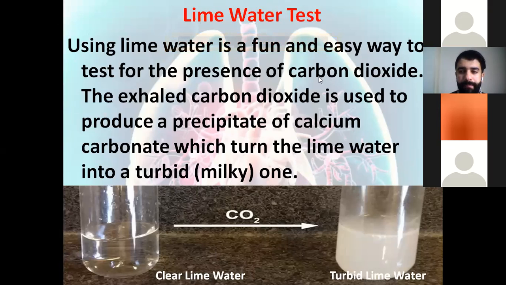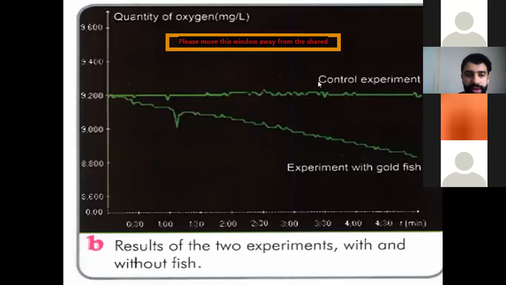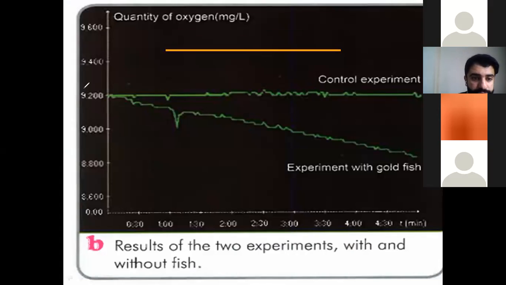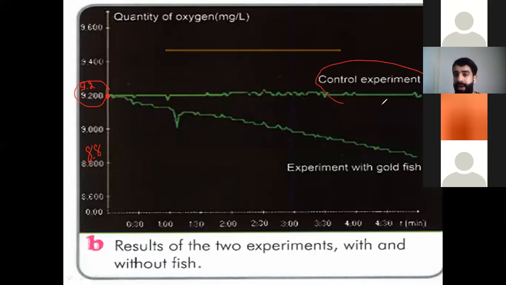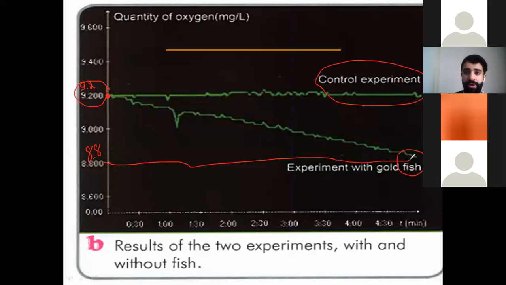How did you know the concentration of oxygen is 9.2? Here in the graph, look, Ustaz, here's 9.2. And here it's 8.8. That's why I know that these lines represent the control and the goldfish. At the end, in the control, it stays 9.2, while in the goldfish, it decreases to 8.8. That's why. Okay, got it? Okay, thank you. Great.